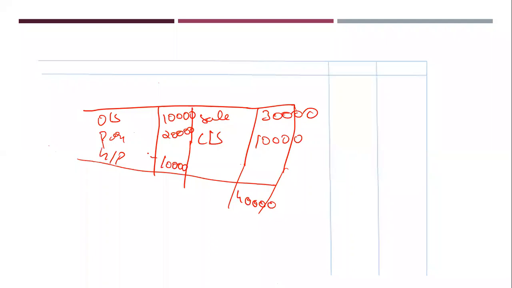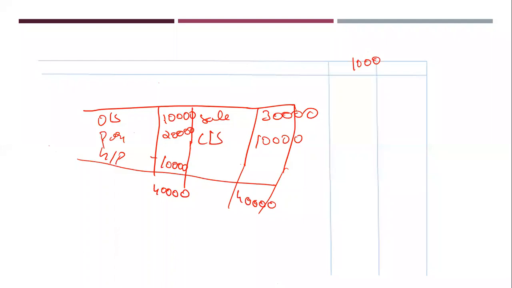So now for an example, undervaluation of opening stock. What they are saying is the stock value, whatever is given, is valued less. For an example, they are saying 10,000 rupees is valued. Undervaluation of stock has been done here.